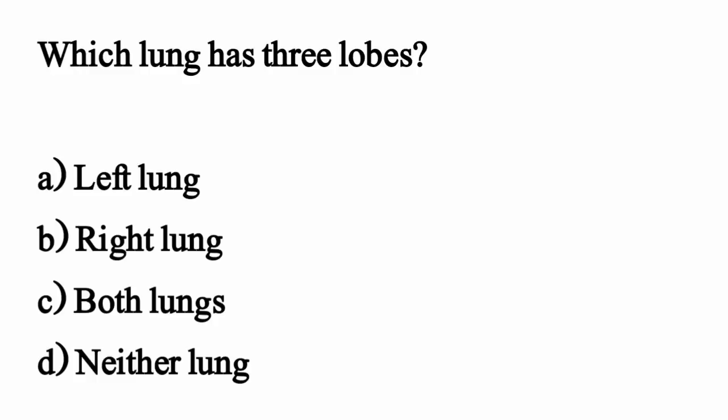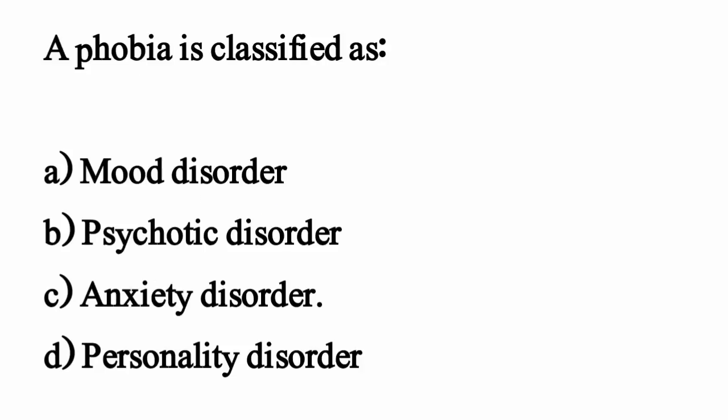Which lung has 3 lobes? The correct option is option B, right lungs. A phobia is classified as. The correct option is option C, anxiety disorder.